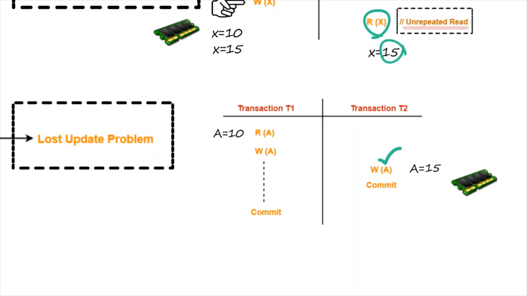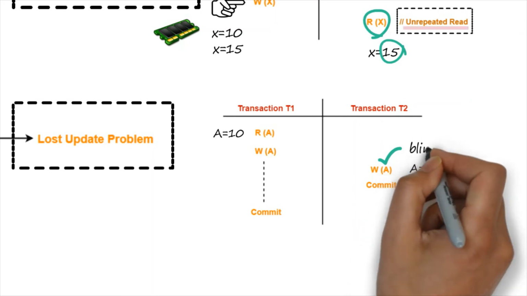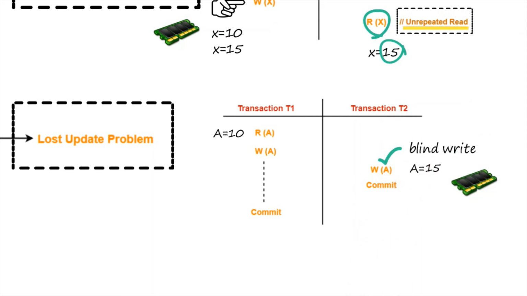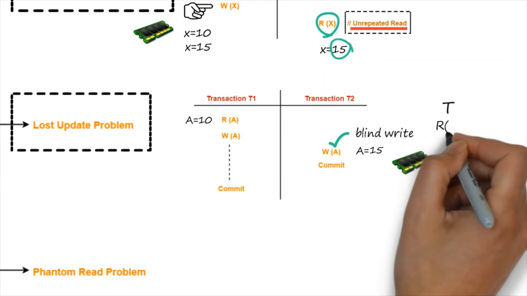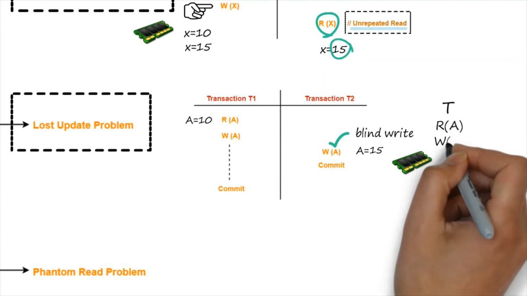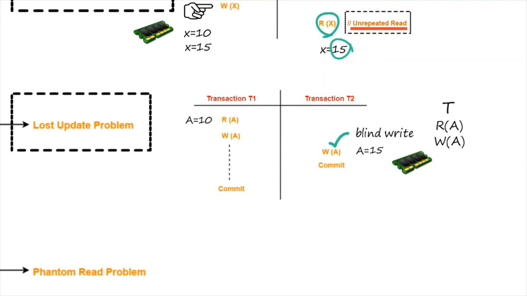Now here this kind of write is known as blind write. In this example, the most important point is T2 is performing a blind write. Whenever I am talking about any specific transaction, I have mentioned that first we have to read the value, then only I can write the value. But if there exists any transaction that only writes or updates the value without reading it, this kind of situation is known as blind write.